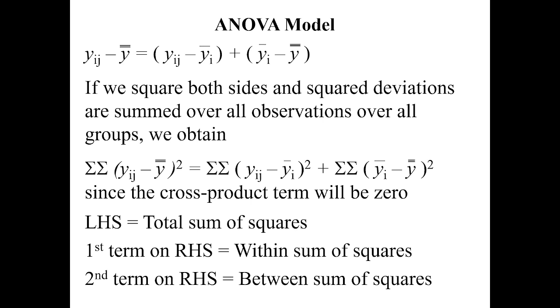Now you may wonder, with (A minus B) whole squared, what happens to the cross product term. The cross product term will be 0, so it is not an issue. The left hand side, the double summation of (Yij minus Y double bar) squared, is called the total sum of squares for the entire data. The first term on the right hand side is the within group sum of squares, and the second term on the right hand side is the between group sum of squares.